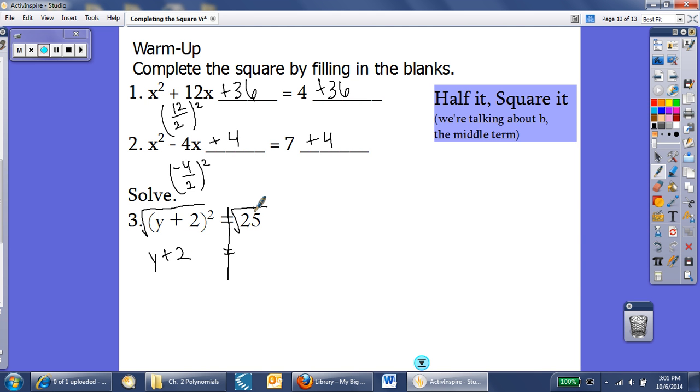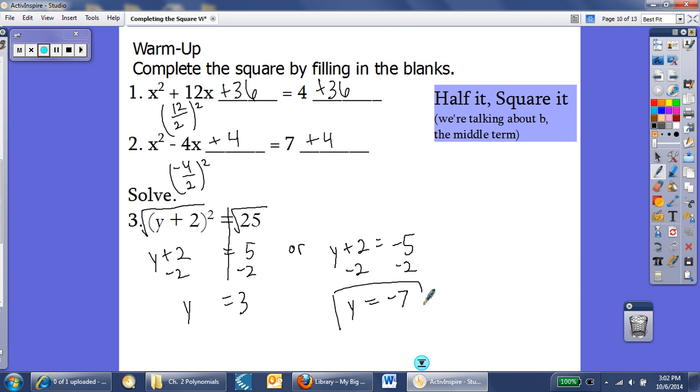The square root of 25 is 5, or it could be negative 5. Make sure you understand that there are two answers here. It could be positive 5, or y plus 2 can be negative 5. Solving this, I subtract 2 on both sides. I get y equals 3. If it's negative 5, I subtract 2 on both sides, and I get y equals negative 7. These are the two answers I have. y can equal 3, or y can equal negative 7.